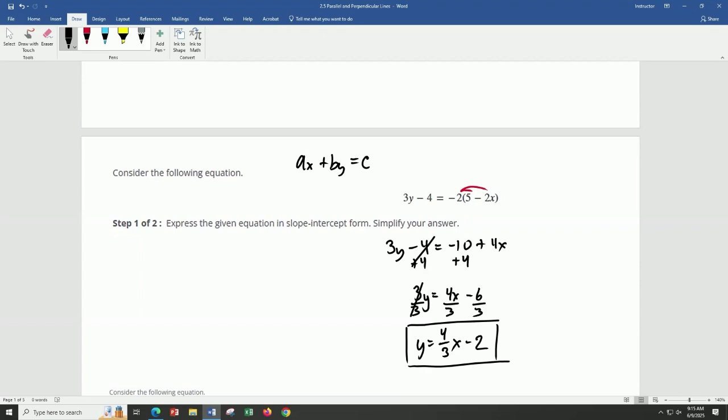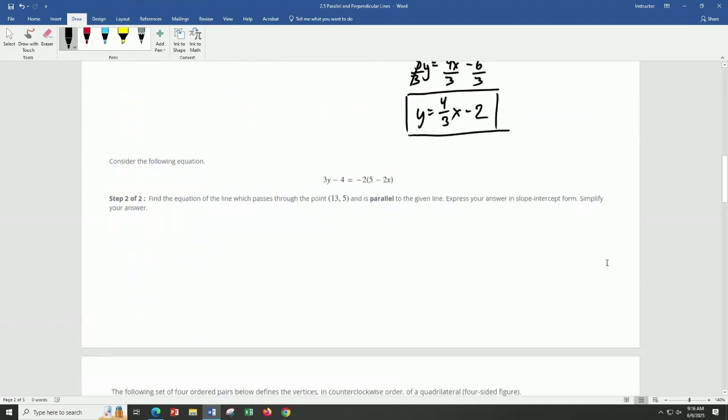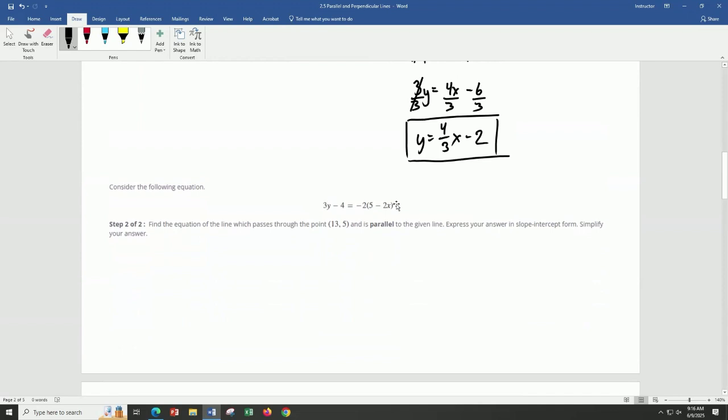Okay? And which you could do from right here. You could start moving everything around, okay? Good. Well, notice this says step 1 of 2. So let's see what it says here on step 2. Step 2, they give us, notice the same thing here.